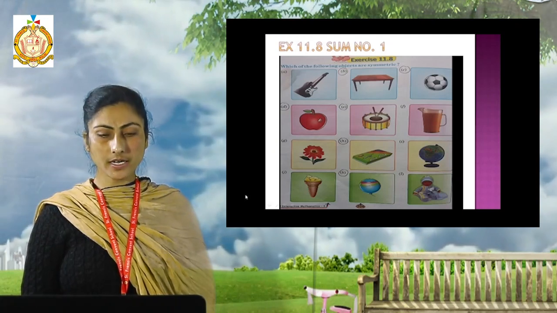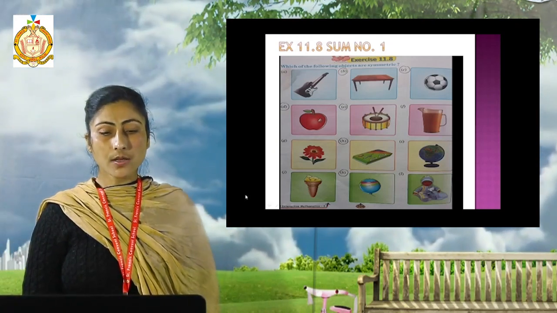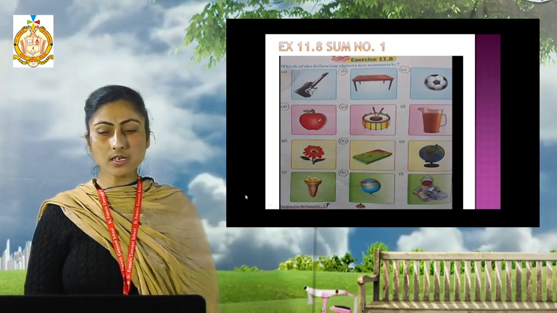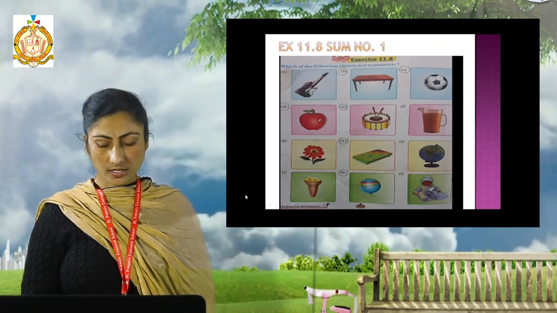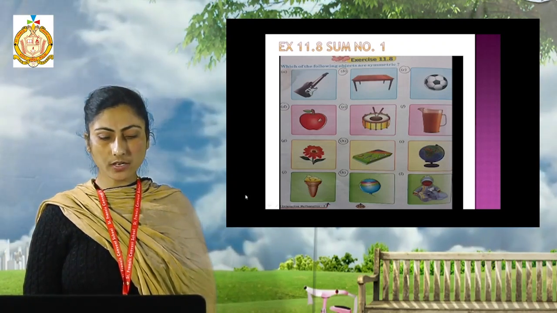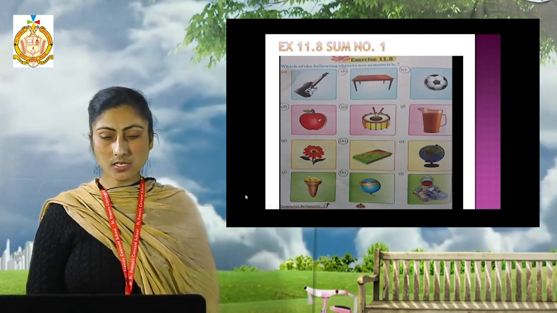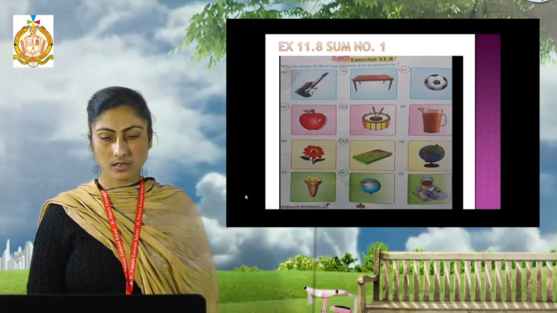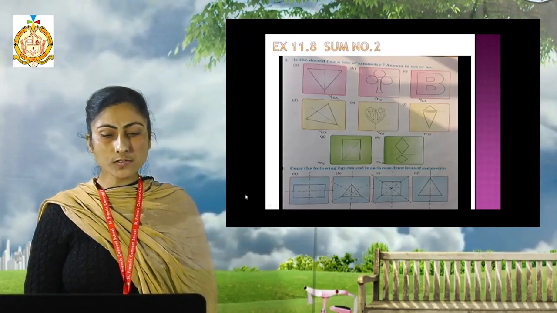Here the 11.8 exercise is solved. First sum, which of the following objects are symmetrical? B, table is symmetrical. C, football is in a symmetrical shape. Then apple, next drum, next H part, geometry box. Then K part is balloon. These all have symmetry.